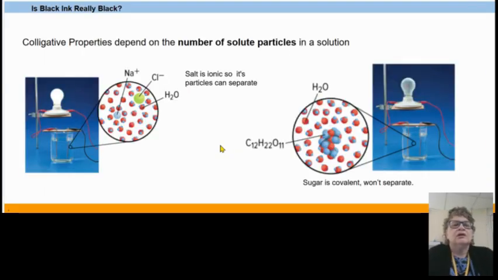Colligative properties depend on the number of solute particles in a solution. Salt is ionic, so its particles can separate. Here you have sodium and chloride, and even though they're that far apart, there's still salt. Here we have sugar. Sugar is a rather large molecule, but it's just one particle.